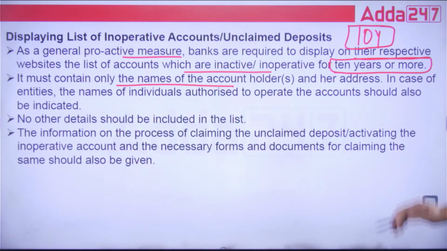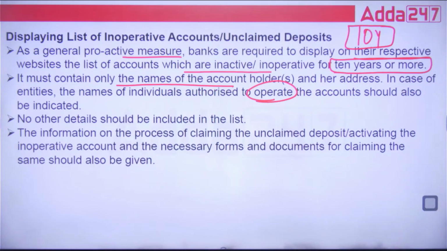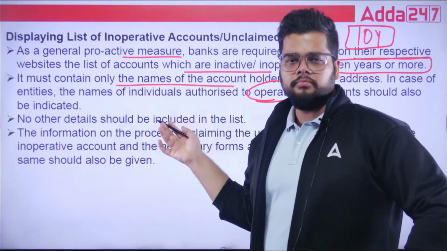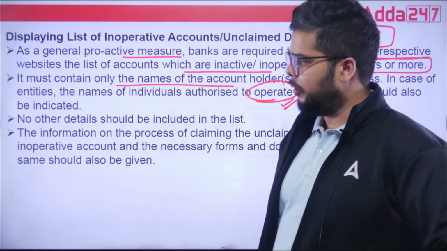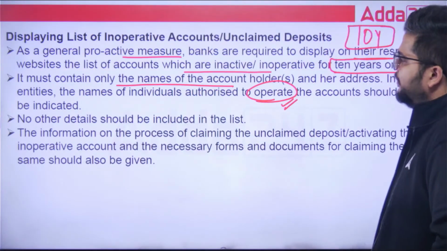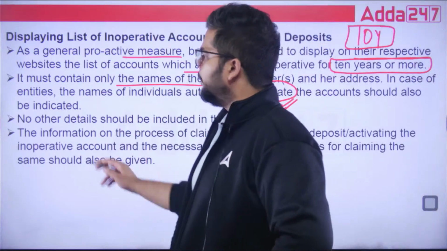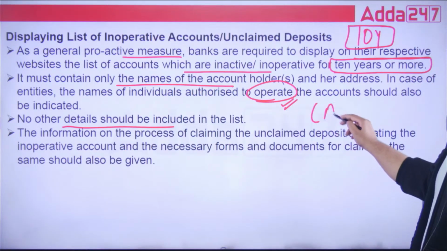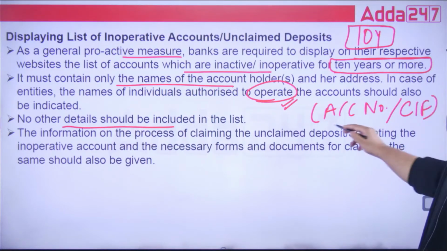In case of the entities, the name of individual authorized to operate the account should also be indicated. So who all can operate the account? This is another, you can say, subtopic of your operational guidelines chapter, but for today we'll be sticking to the inoperative account or the unclaimed deposits subtopic only. No other details should be included in the list, be it the account number or the CIF number. No, nothing like that.